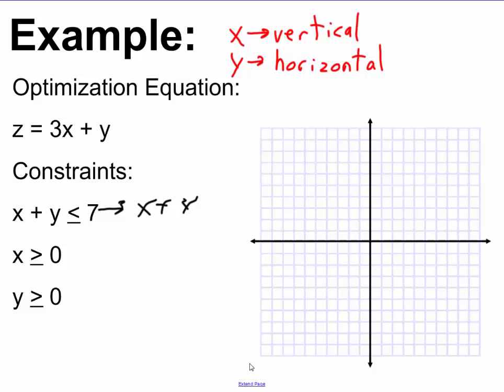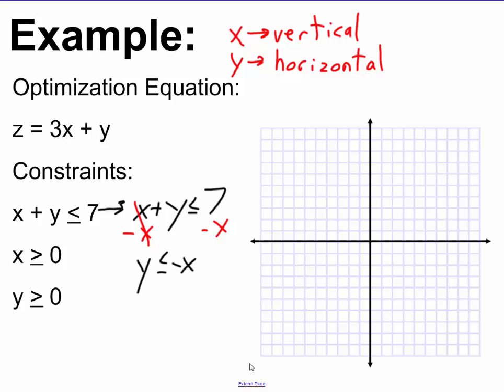Sorry about that. That should be a little bit better now. Okay, so we're going to be dealing with x plus y is less than or equal to 7. To put this into y equals mx plus b format, all we have to do is subtract x from both sides. And that should make this pretty easy to graph.